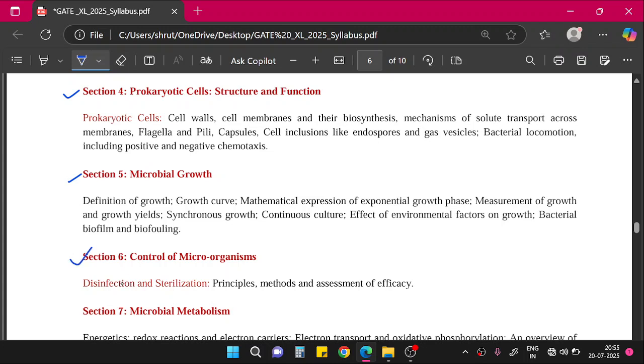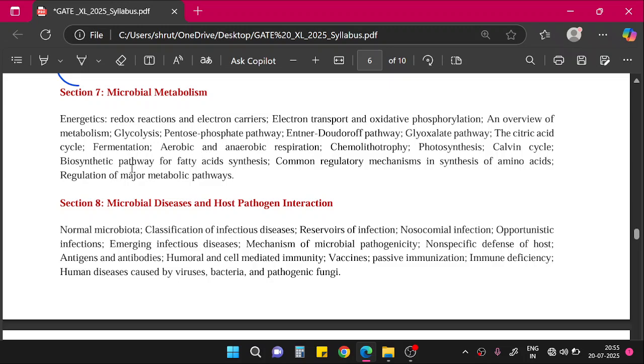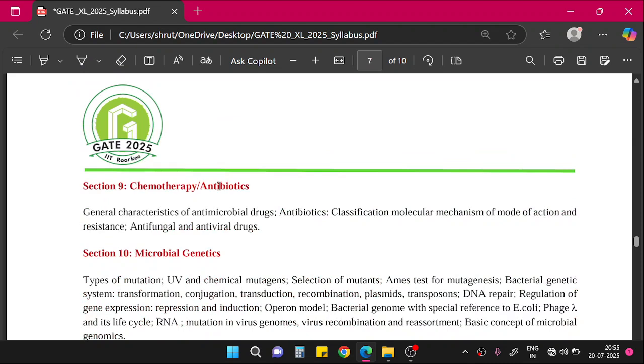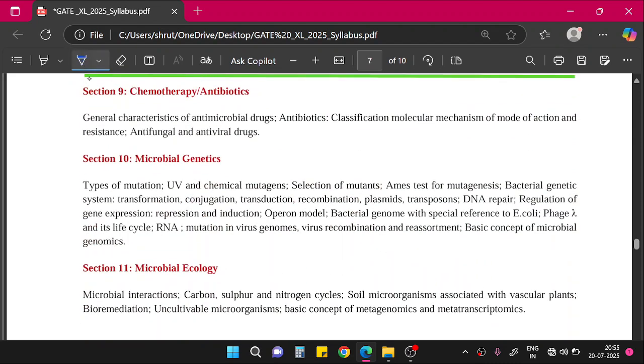Section 6 is the control of microorganisms, in which we study disinfection and sterilization. Then section 7 is microbial metabolism. Section 8 is microbial diseases and host-pathogen interactions. Section 9 is chemotherapy and antibiotics. Section 10 is microbial genetics. Section 11 is microbial ecology.